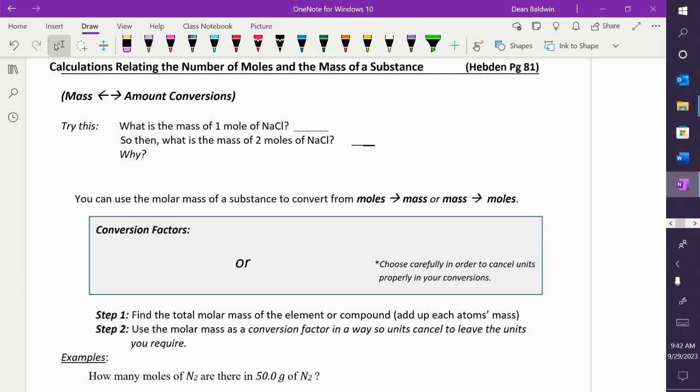What's the mass of sodium? 23.0? Is that it? What's the mass of chlorine? 35.5. You add them together, so the molar mass of sodium chloride is 58.5 grams per mole. If you have 2 moles of it, how much should it weigh?